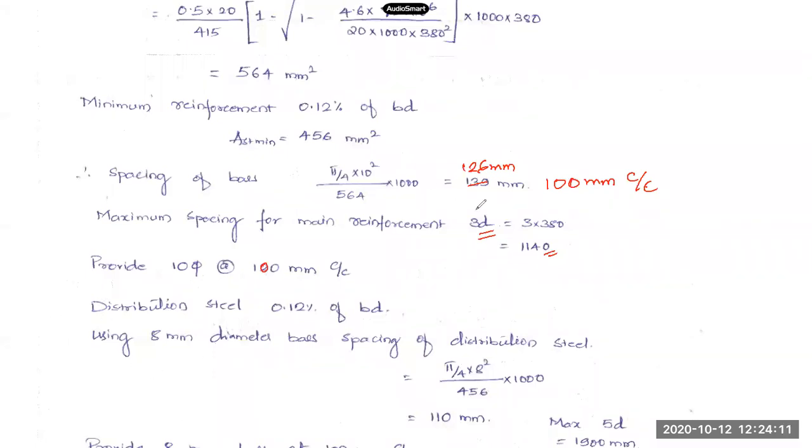Another steel we require here is distribution steel, or the secondary steel. It will be 0.12% of BD, the minimum steel, which was 456 mm². Find out what the spacing will be for secondary steel. I'll be using 8 mm diameter bars. For 456 mm² and an 8 mm diameter bar, what spacing is required? Yes, 110. So let us use that also as 100 mm center to center.